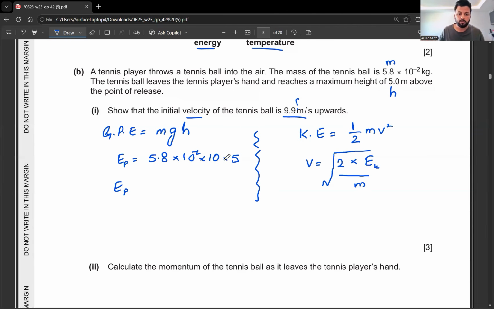Okay, times 5. So gravitational potential energy will be equal to 5.8 times 5 times 10 minus 1. So it will be divided by 10. So it will be 2.9 joule, which is equal to kinetic energy.